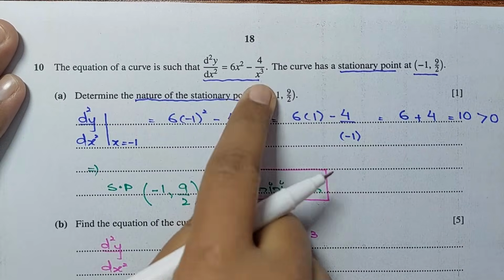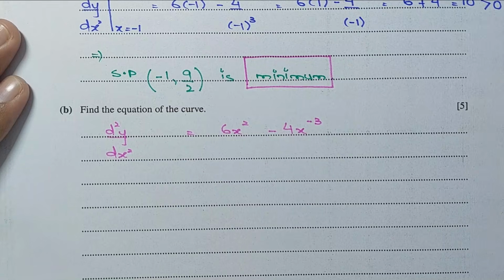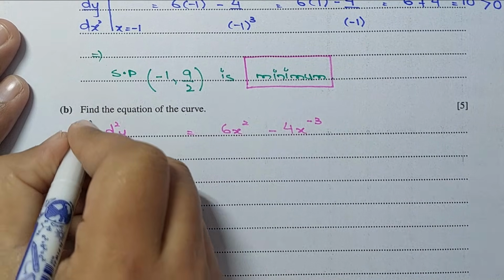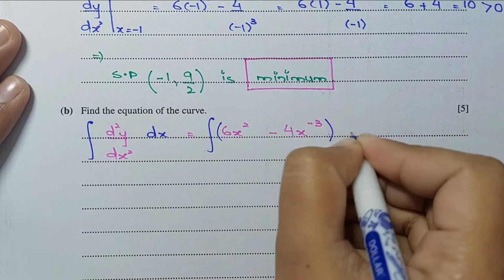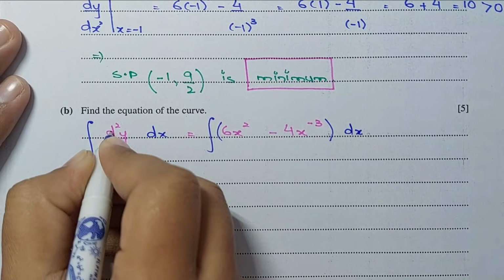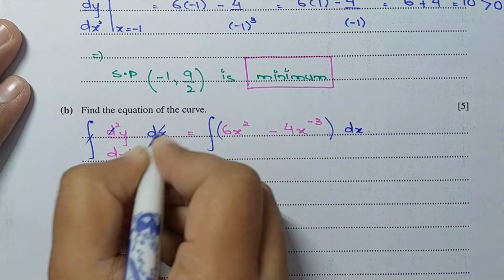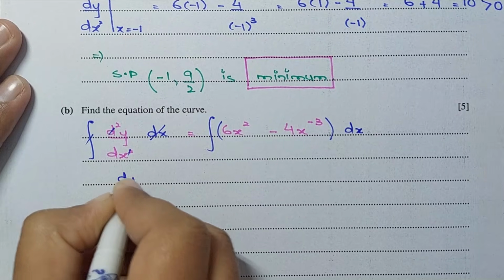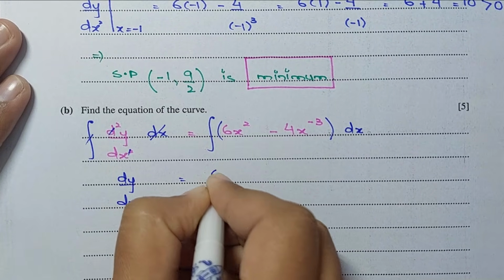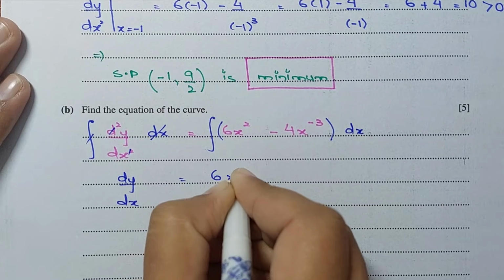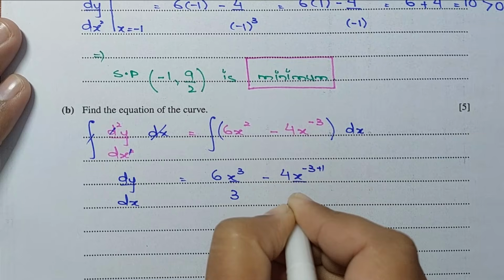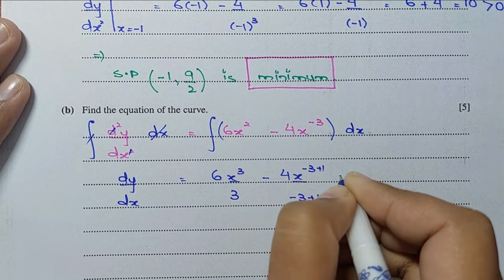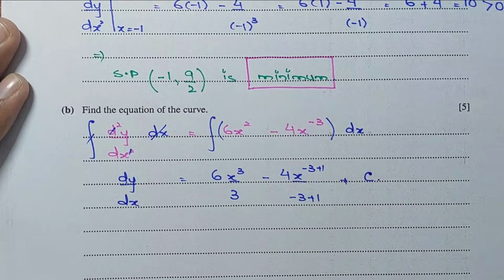Right? I shifted the x cubed into the numerator. Now, in order to get the equation of the curve, first we have to reduce the second derivative to the first derivative by integrating both sides with respect to x. One derivative is cancelled with one derivative, one dx is cancelled with dx, so dy over dx is left. And here 6x squared integrates to x cubed over 3 minus 4, here x to the power (-3 + 1) over (-3 + 1), plus some constant of integration.